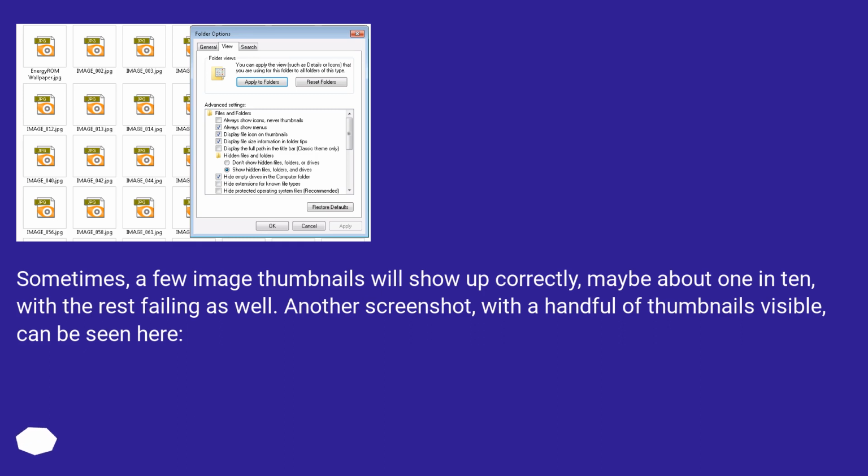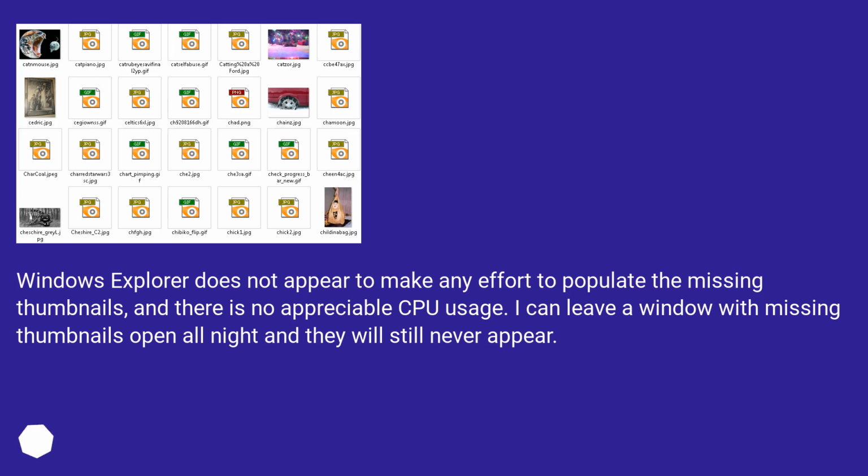Sometimes, a few image thumbnails will show up correctly, maybe about 1 in 10, with the rest failing as well. Another screenshot, with a handful of thumbnails visible, can be seen here. Windows Explorer does not appear to make any effort to populate the missing thumbnails, and there is no appreciable CPU usage. I can leave a window with missing thumbnails open all night, and they will still never appear.